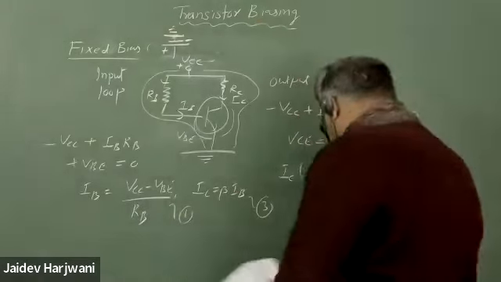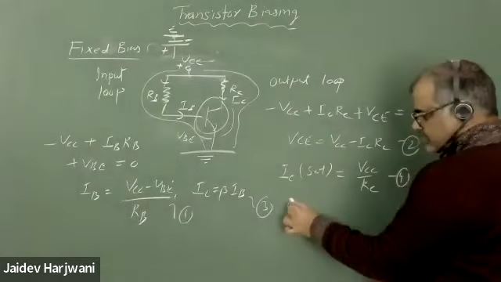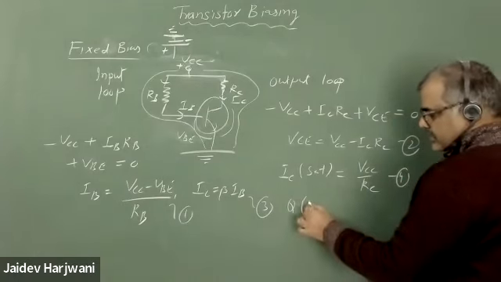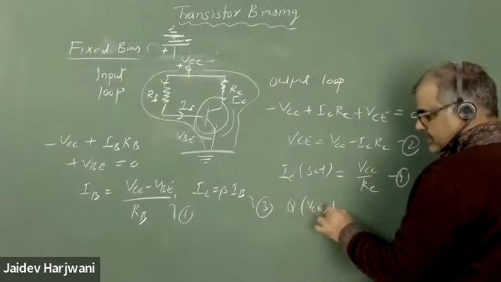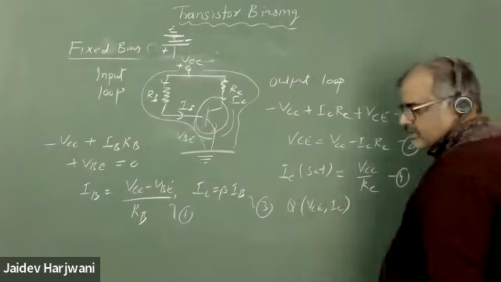And of course yesterday we discussed the operating point is Q. Q is what? Q is your VCE comma IC. This is your operating point.